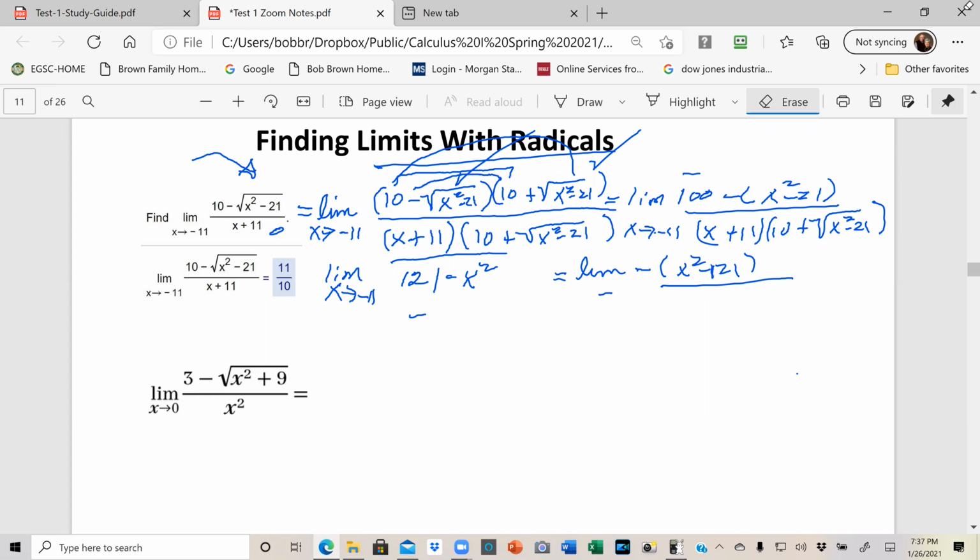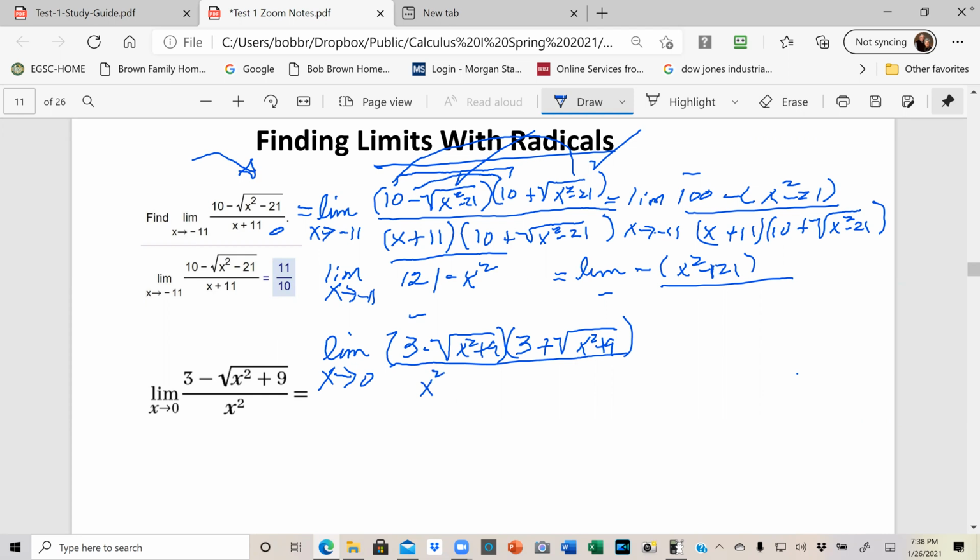So we want to write the limit as x approaches 0 of 3 minus the square root of x squared plus 9. And we want to multiply it times a radical conjugate, which would be 3 plus the square root of x squared plus 9. Write the numerator down and remember to multiply, write the denominator down and then write in the denominator the same radical conjugate. And now multiply this out.